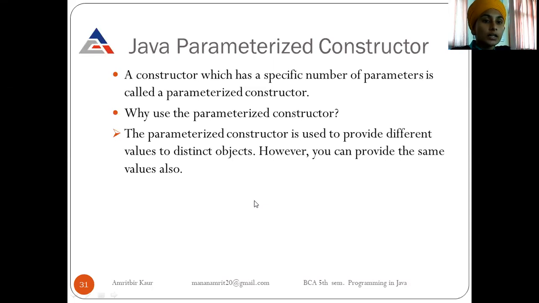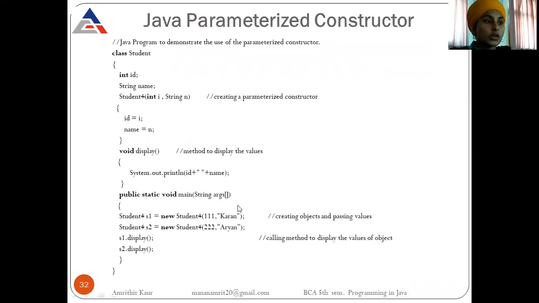If we create, say, three different objects and want to pass different values to the three objects, we can use a parameterized constructor, because in a default constructor all three objects will have the same values. We can also provide the same values in a parameterized constructor, but we can also provide different values. That is not possible in a default constructor. Now we will see how we can create a parameterized constructor.